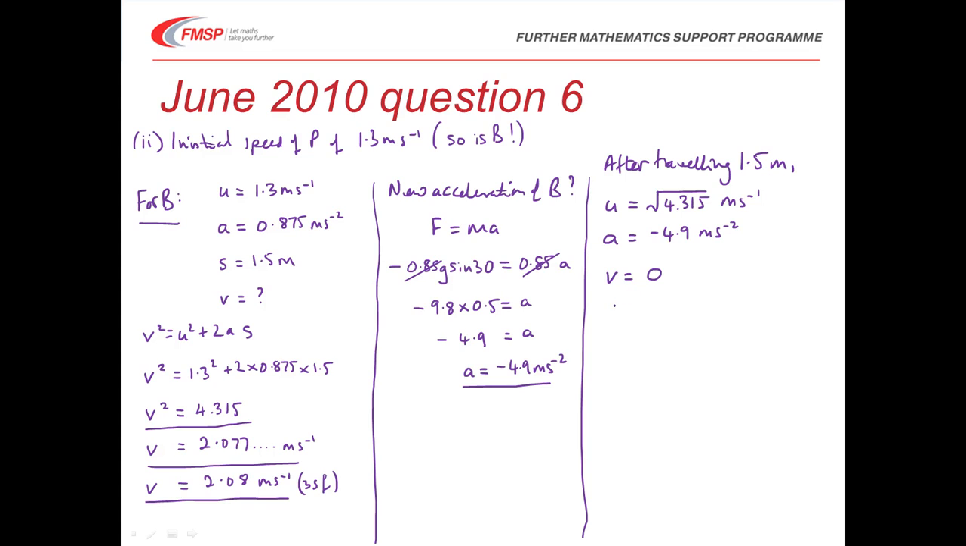So V is 0, and I particularly want to know how far it's gone, because I want the total distance it travels before coming to rest. This is all assuming it doesn't hit the pulley, and we are told that in the question. Well, once again, I've got U, A, V and S, so I want V squared equals U squared plus 2AS. V squared is 0 squared. U squared, well, given it was a square root to start with, U squared is 4.315. Plus 2 lots of, and the acceleration is minus 4.9, times S, which I'm trying to find.